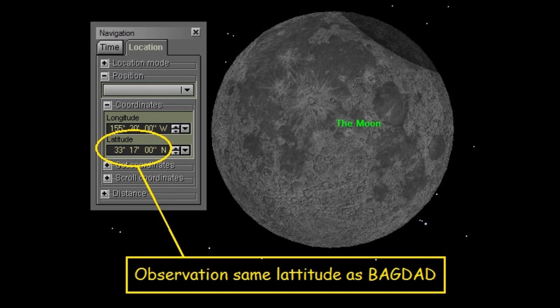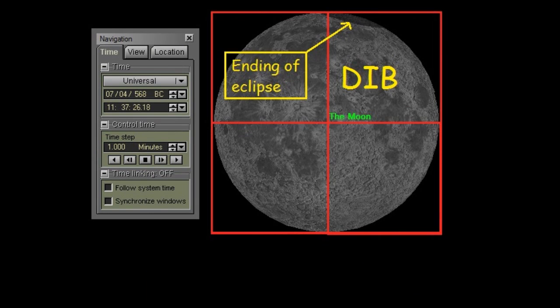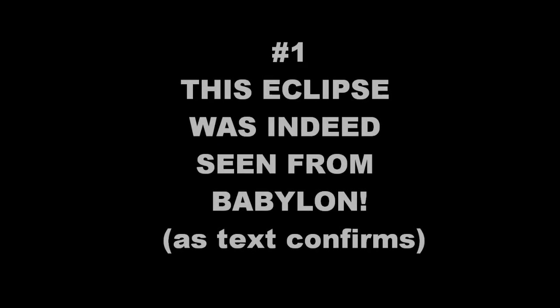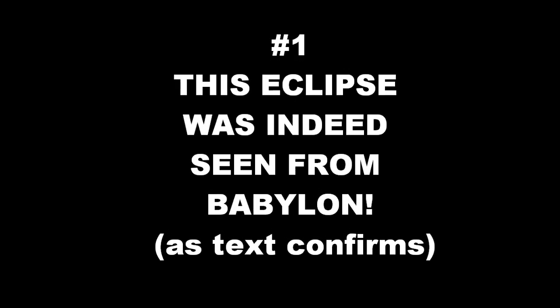Observation is at latitude for Baghdad, which is close to Babylon. The longitude is in an area where the eclipse was actually observed. And if you divide the moon into 4 quadrants, you can see the last exit point of the eclipse was Dib, which is upper right. So they apparently did see the eclipse, right? Here are our conclusions. Number 1, this eclipse was indeed seen from Babylon.